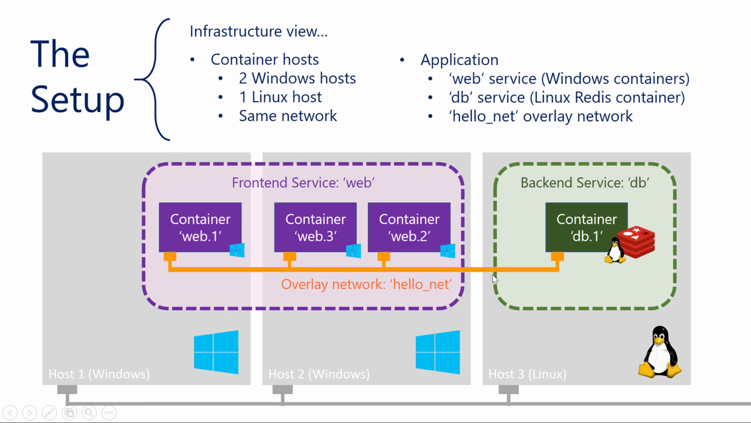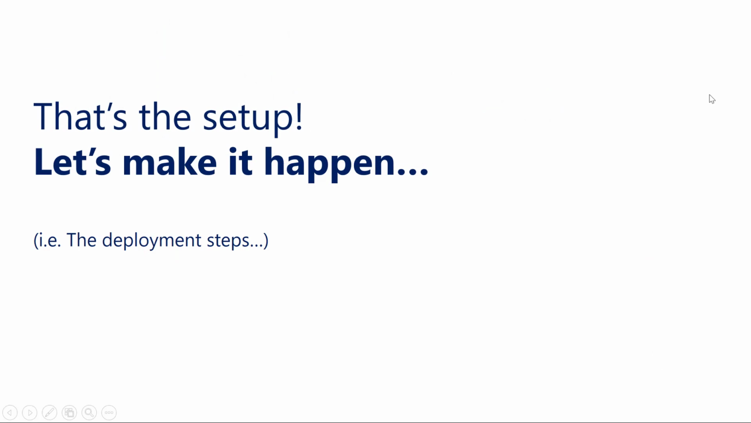Now the container instances defining each of these services will be connected over a network called HelloNet. Now this network is an overlay network that uses VXLAN encapsulation technology to simulate a virtual network that spans across these hosts. When we create these services, we'll create them to be attached to this HelloNet overlay network. Okay, so now that we've taken a look at the setup of the application, we can move on to the deployment steps to make this happen.